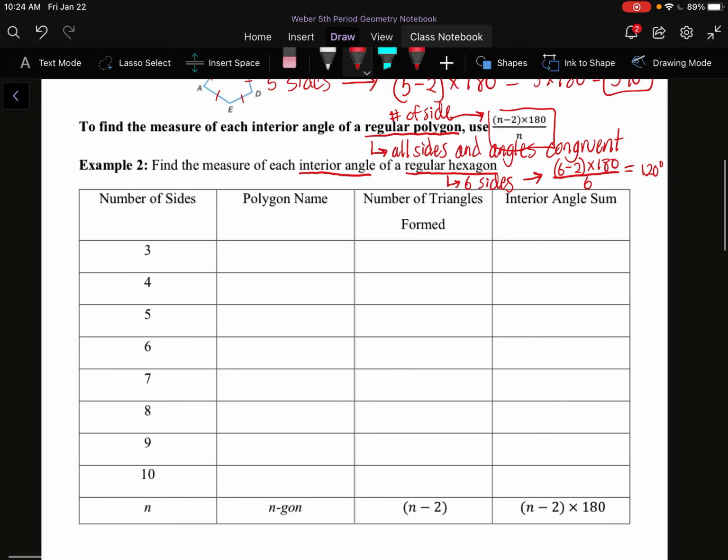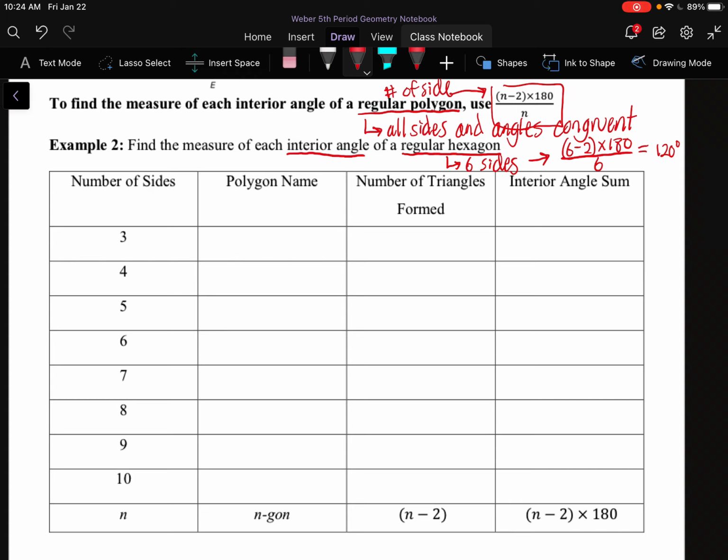Next, we're just going to fill in these boxes with our different side lengths of polygons. So our number of sides, if that is 3, we have a triangle. The number of triangles formed in a triangle is obviously 1, and the interior angle sum of a triangle is always 180 degrees. Next, a 4-sided polygon is called a quadrilateral. And we can form 2 triangles in a quadrilateral, and the interior angle sum is 360 degrees.